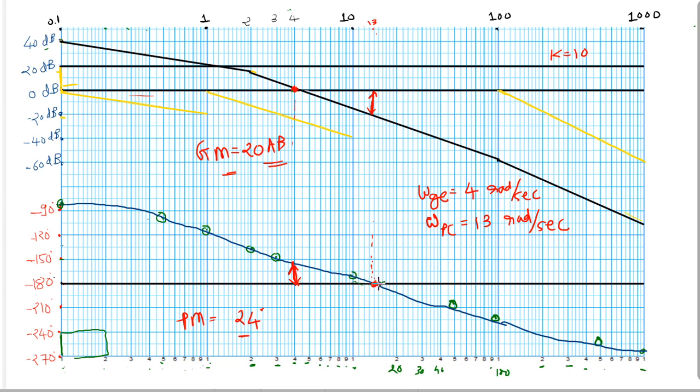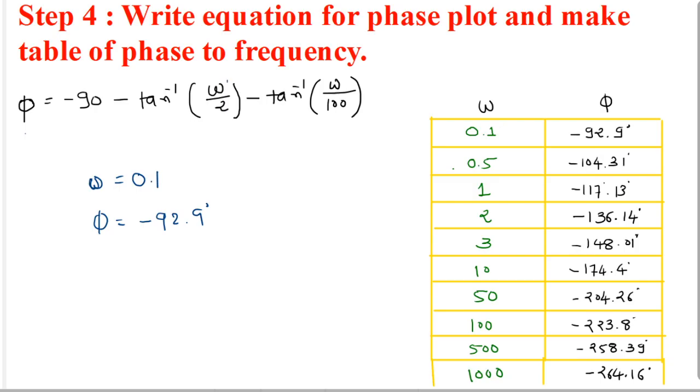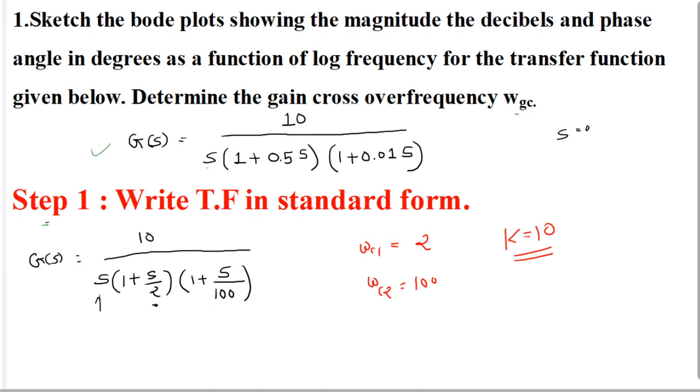The gain margin definition is that at the phase crossover frequency you can measure the gain margin, and at the gain crossover frequency you can measure the phase margin. Okay, that is the example based on the Bode plot, in which I am teaching you one basic example, what the process is and how we can draw a Bode plot.